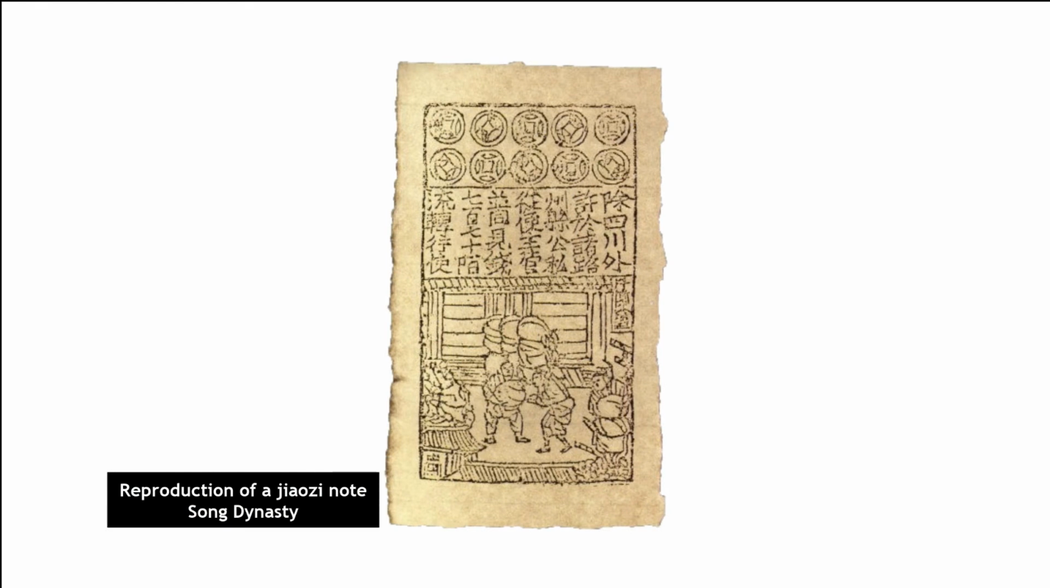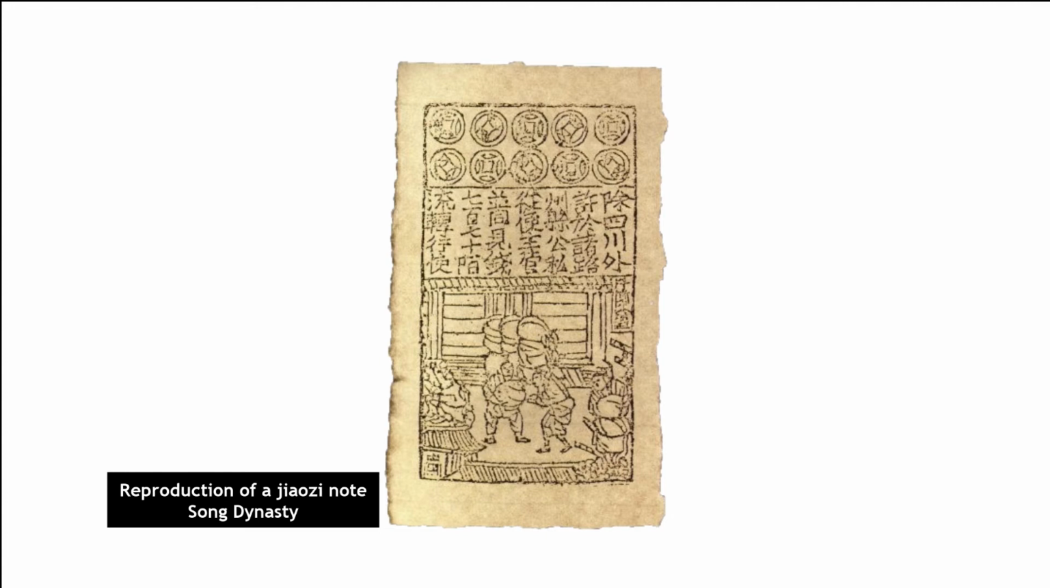A merchant would issue one of these notes to someone in exchange for a deposit of coins. The merchant would then agree to exchange this note at a later date to whomever presented it for the amount of coins deposited, minus a fee. At first, Jiaozi notes were issued for whatever amount had initially been deposited, usually fairly large amounts. Some early Jiaozi notes could be worth the equivalent of 25 kilograms worth of iron coins.